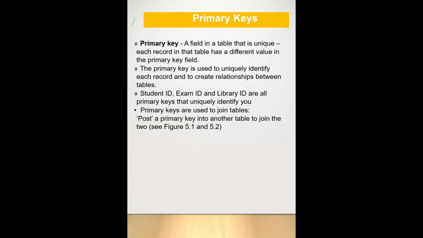Student number or student ID, exam ID, library ID, staff ID or employee ID, order ID or order number. These are all primary keys that uniquely identify the person. So primary keys are used to join tables. When a primary key is copied into another table to join the two tables, that becomes a foreign key. So let's check in the table here.